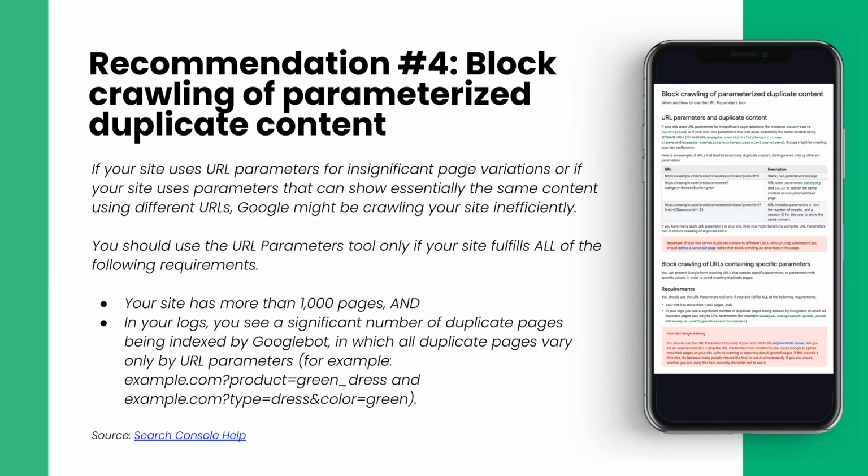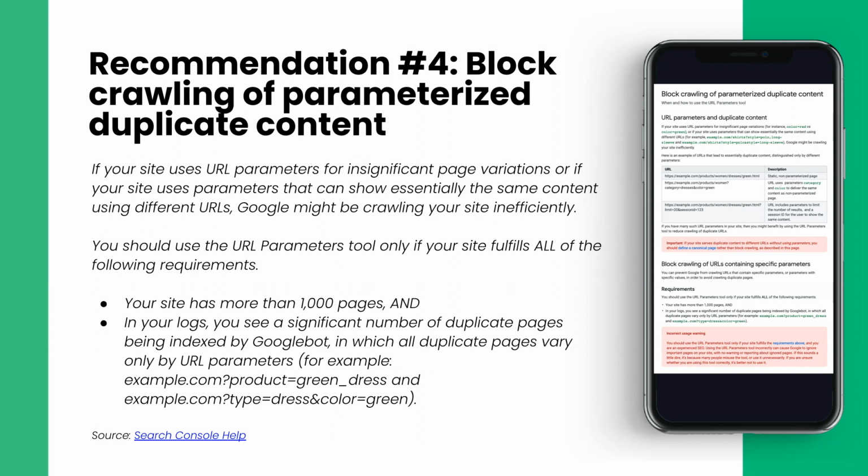Another thing you can do is block the crawling of parameterized duplicate content. And this is a tool that is available within Google's Search Console. However, let me just go through this slide first. If your site uses URL parameters for insignificant page variations, or if your site uses parameters that can show essentially the same content using different URLs, Google might be crawling your site inefficiently.